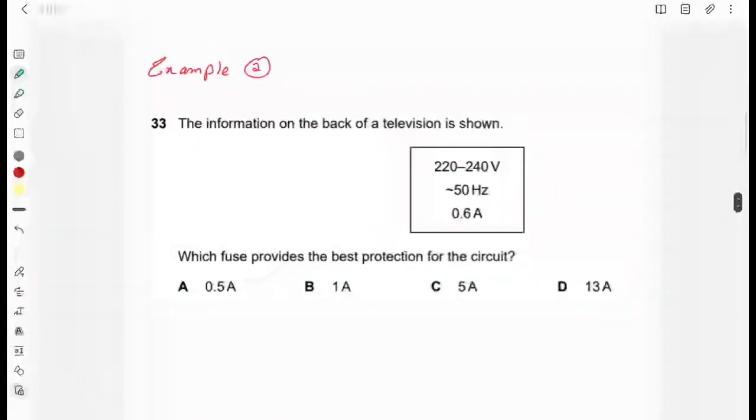Example number 2. This is also a past year paper question. The information on the back of a television is shown. This is the voltage. This is the frequency of alternating current. And 0.6 ampere is the current.